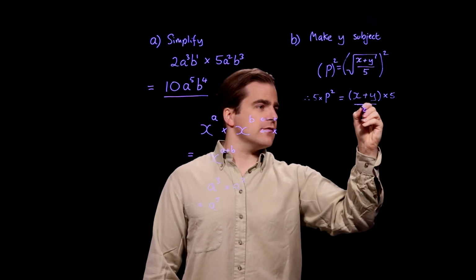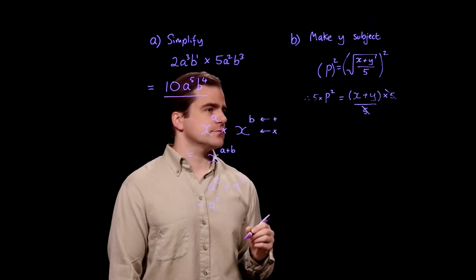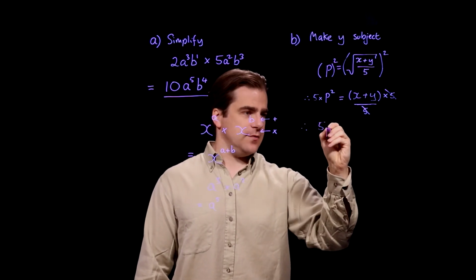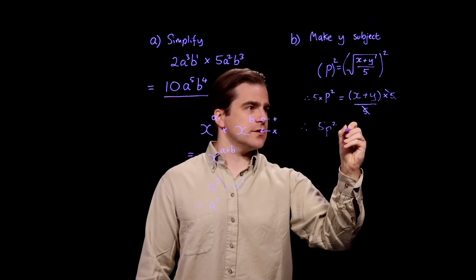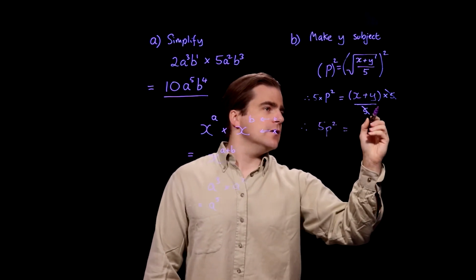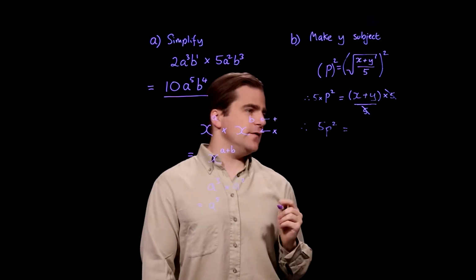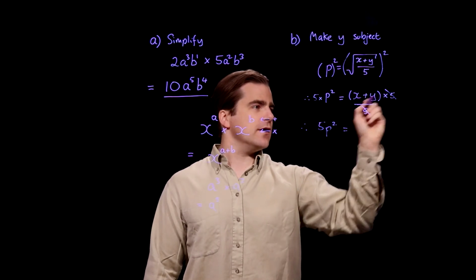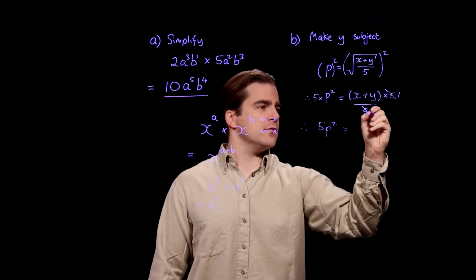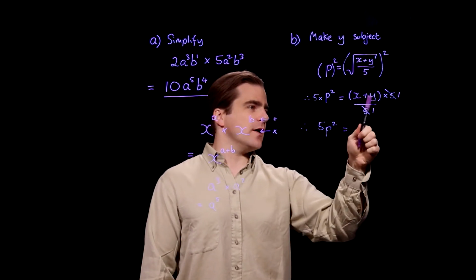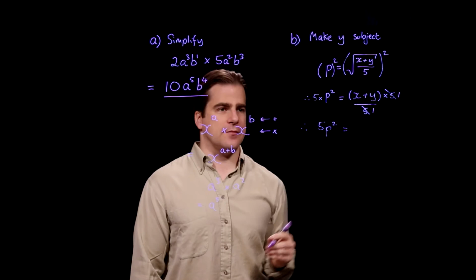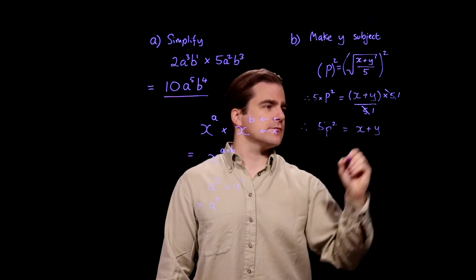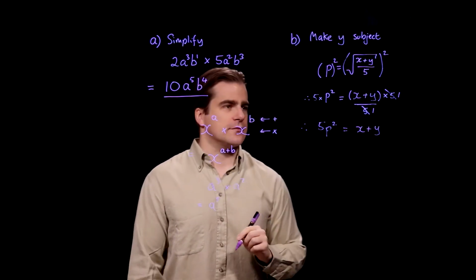Times 5 divided by 5, they cancel. Therefore, 5 times p squared is 5p squared equals, we're just left with, if you like, we said that 5 goes into 5 once, 5 goes into 5 once. So it's like x plus y all times 1 on the top, all divided by 1. So it's just x plus y. Okay.